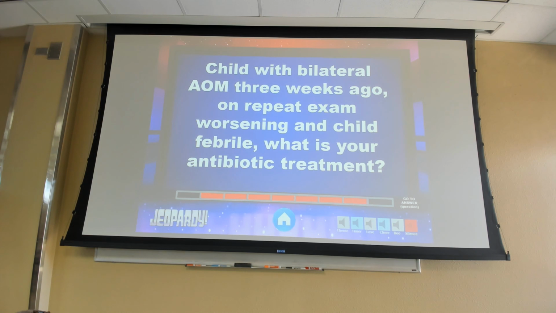Child, bilateral otitis media 3 weeks ago. Repeat exam worsening. Child is febrile. Man, I use that one too much. What's the next one? Augmentin. Yep. And then what's the next one after that? Rocephin. What if in the course of that they have anaphylaxis? Azithro.